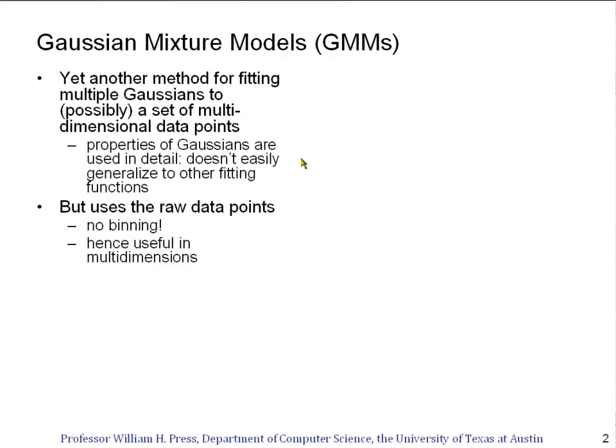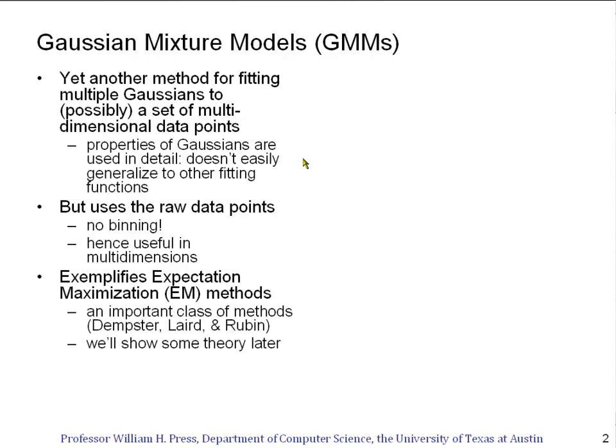It doesn't easily generalize to other fitting functions, for example, fitting components that have tails that decay more slowly than Gaussians. But we'll see the advantages and disadvantages in this segment and in the next one. Gaussian mixture models are also important because they're examples of a very general technique called EM methods, expectation-maximization methods. And in the segment after the next one, we'll come back to EM methods in general and show a little bit of theory about them.